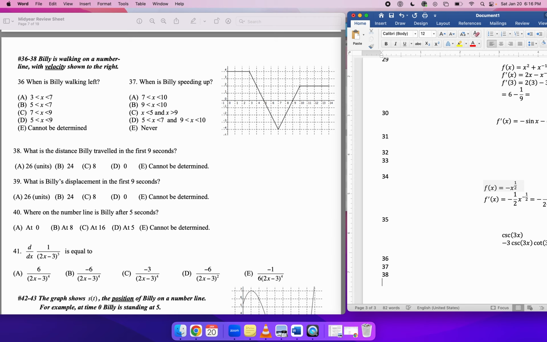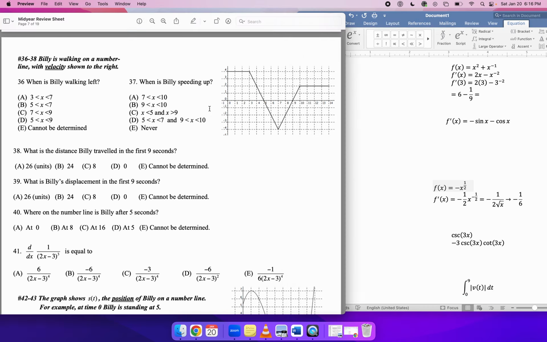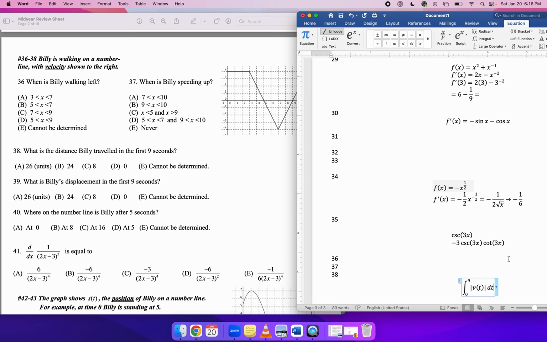You could think of it like this. You could say to yourself, distance traveled from 0 to 9 would be the integral from 0 to 9 of the velocity function in absolute value. Another way of thinking of it is that integrating the absolute value of v just means you're finding all these areas, but you're treating them all as positive because it's the absolute value. So you find this area, and this area, make them all positive, and add them up. That's the distance traveled.